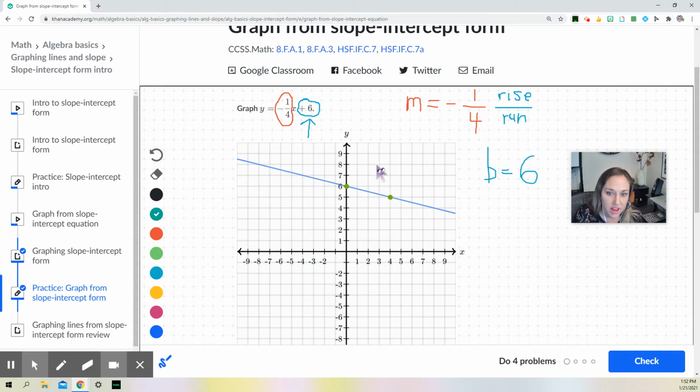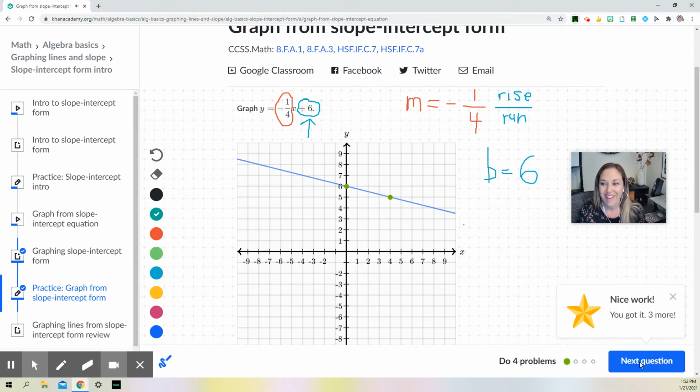Let me actually draw that. Is it going to allow me to draw on there? Yikes. I don't know if I can. Nope, it's not going to allow me to draw on the graph, but you can see from the cursor, the rise is 1 and the run is 4. And it's a negative slope and it's crossing through the y-axis at 6. And then check and get it right.